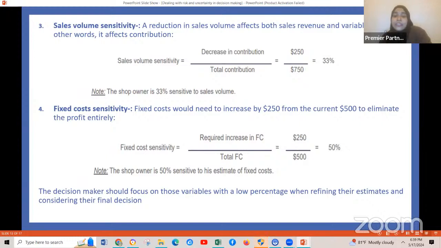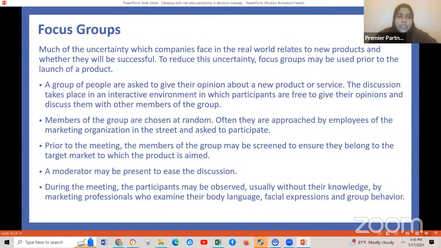Sales volume sensitivity: decrease in the contribution. That means how much can the contribution decrease by, up to where your profit goes to 0. Meaning, if the contribution reduces by how much, will profit become 0? You have to take that amount. Generally, it is the profit figure that you take. Divide by total contribution into 100. Fixed cost sensitivity: the required increase in the fixed cost to make the profit 0. That is also again the profit figure. Divide by total fixed cost into 100.